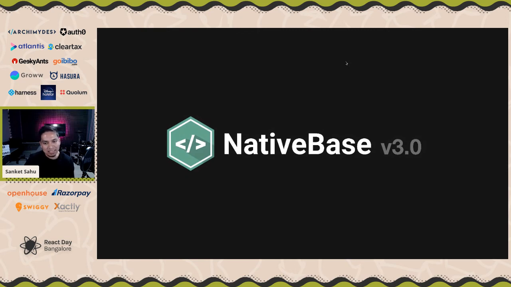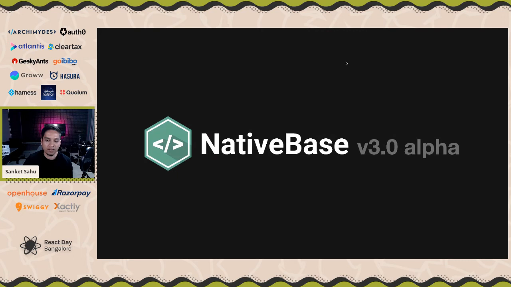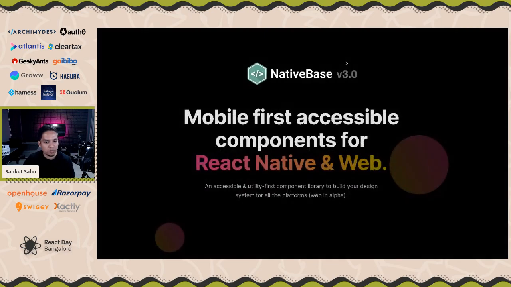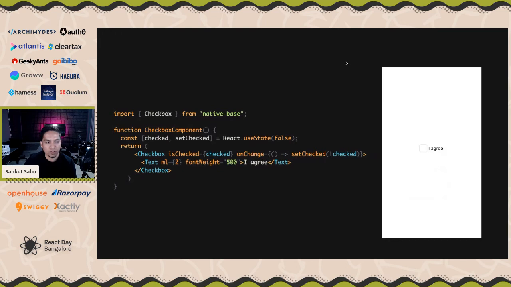So native base version 3 right now, it's in alpha, and we are going to work for another couple of weeks or so to announce the beta launch on our website. And it's available on alpha.nativebase.io. And so it's a mobile first accessible components for React Native and web. And it's based on utility first, or utility props, and a bunch of other things that I'm going to talk about. So the checkbox component that I showed in the previous slide can be imported from the next version of native base. And we pass in is checked, on change, and a few other props to make it look good.